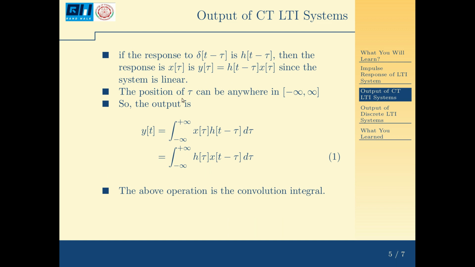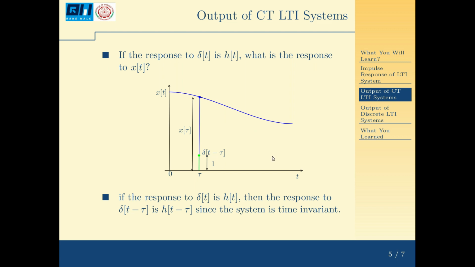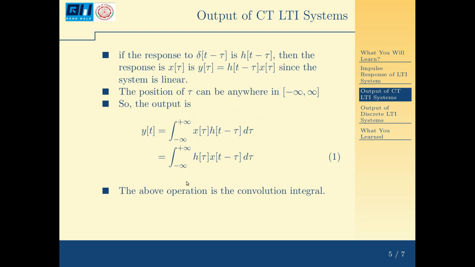Now this position of tau can be anywhere. I can place this tau anywhere and integrate to find the total response. So the total response y(t) will be the integral from minus infinity to infinity of x(tau) h(t minus tau) d tau. It's the same as the integral from minus infinity to infinity of h(tau) x(t minus tau) d tau. This integral is called the convolution integral. This is a famous convolution integral.